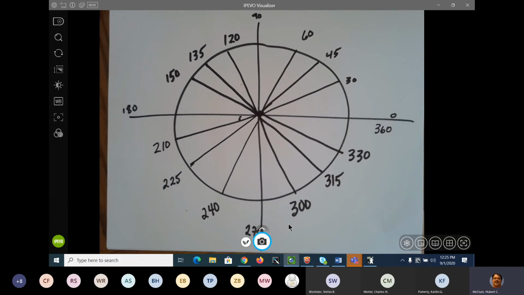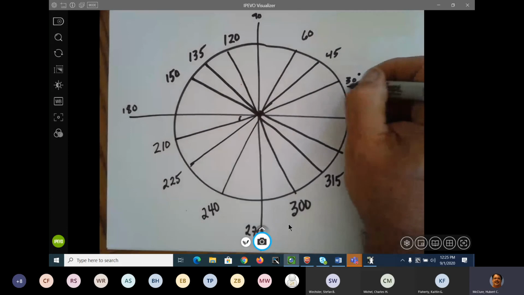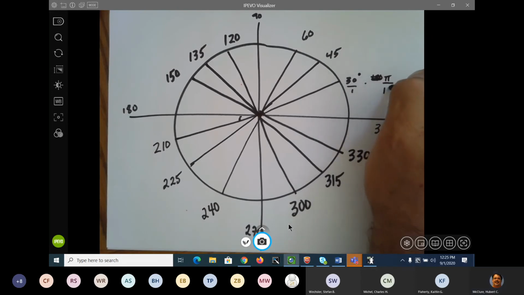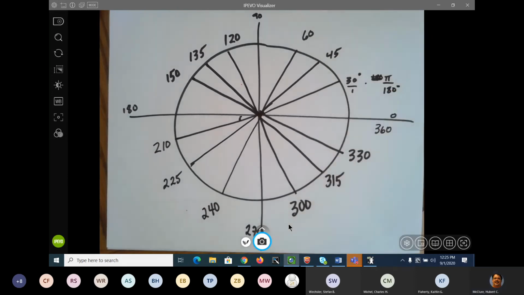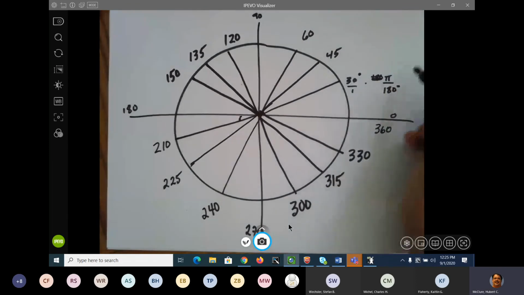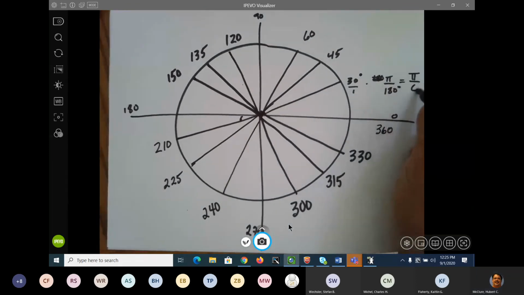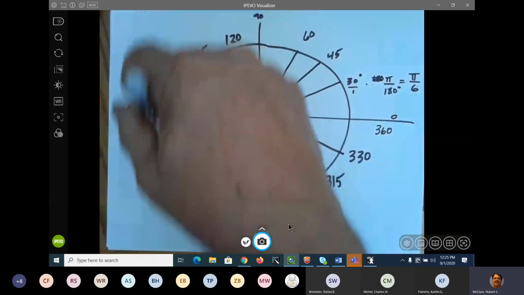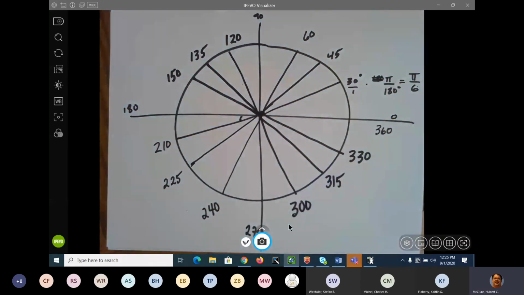Now let's do the other part. 30 degrees over 1 multiplied by pi over 180. 30 over 180 reduces to pi over 6. So 30 degrees is equal to pi over 6. Now you use pi over 180 and you convert all these to radians.